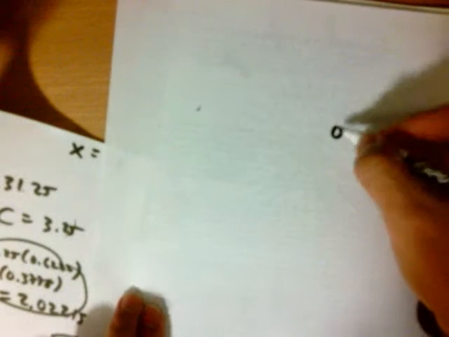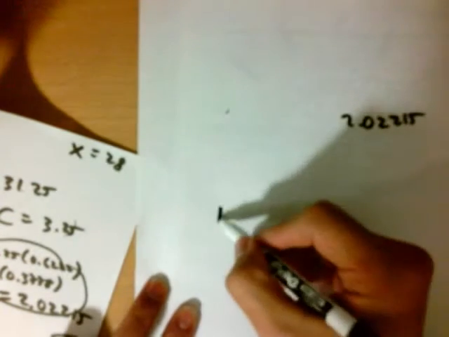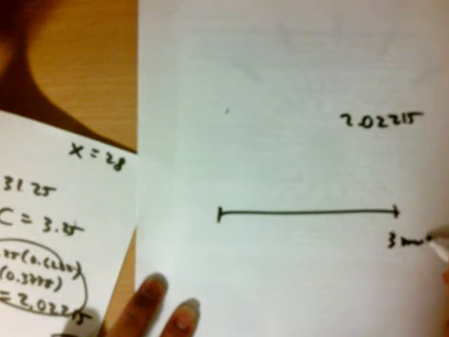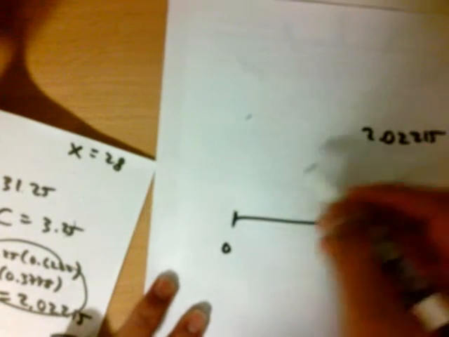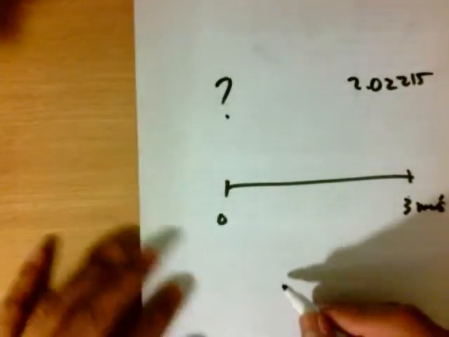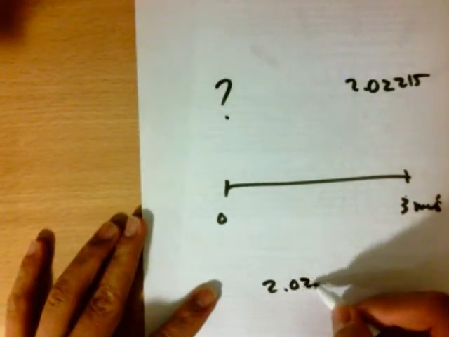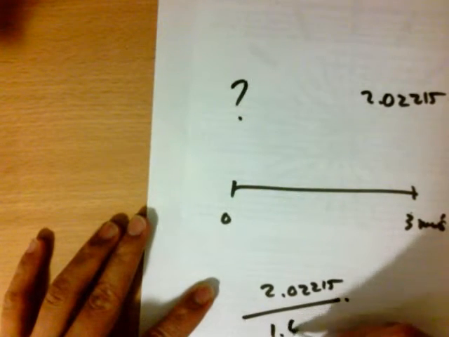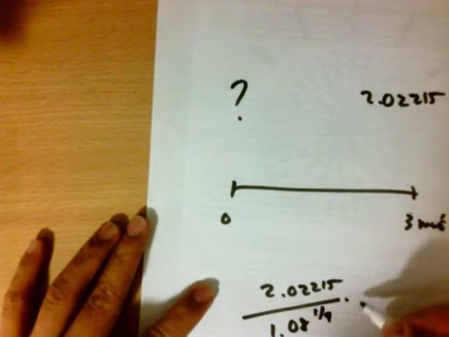Okay, next what I'm going to do is, if the expected value is 2.02215, this is 3 months from now, and this is right now. What is the value right here? Well, that's pretty straightforward. I'm just going to divide 2.02215 by 1.08 to the 1/4 power.